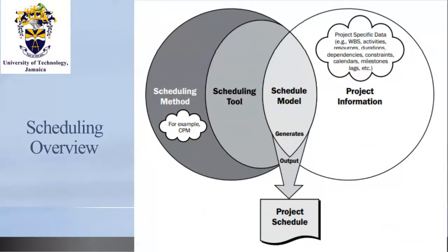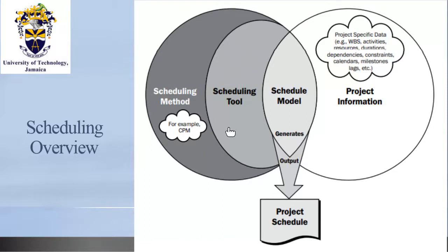So basically, we just look at the bigger picture. So we have, for example, a scheduling method. So we'll go through a scheduling method. There are a number of scheduling methods that we could use, but we are going to be looking at the CPM, which is the critical path method. We are going to be looking at scheduling tools.